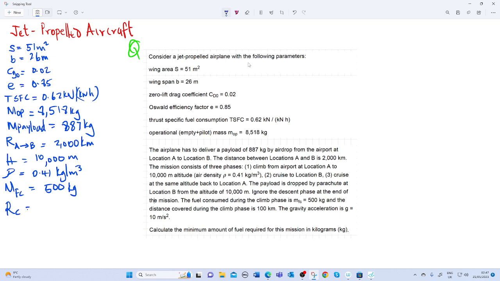We have the range attained during the climb, which is 100 kilometers, which is 100,000 meters. We have g, acceleration due to gravity, 10 meters per second squared. Now we are supposed to calculate the mass of the fuel for the whole flight.